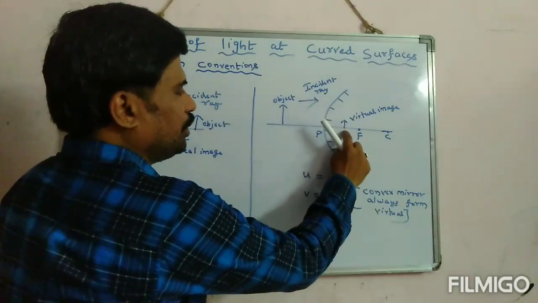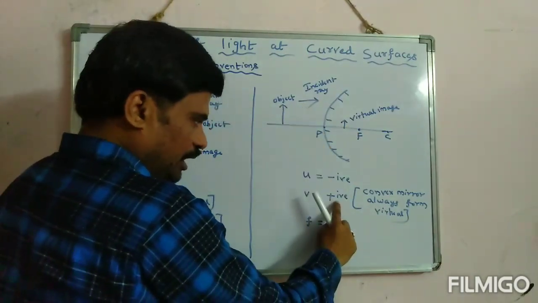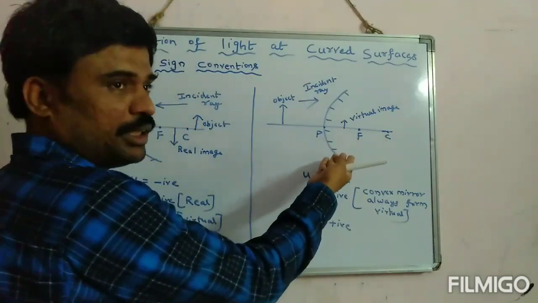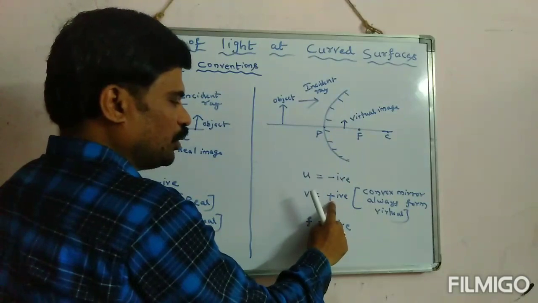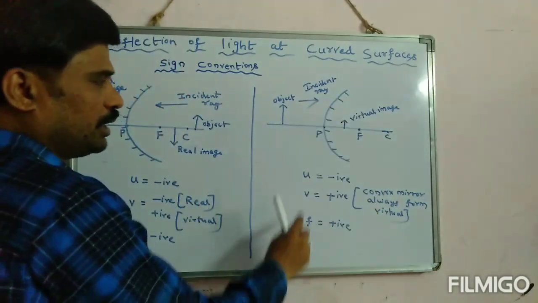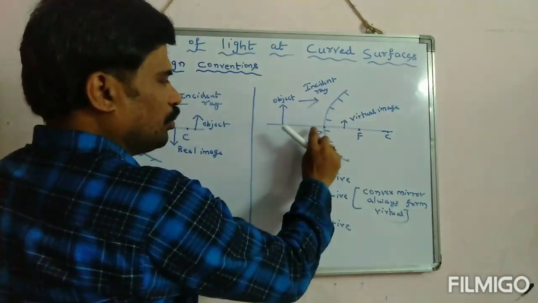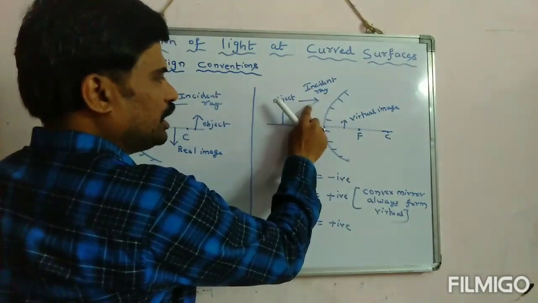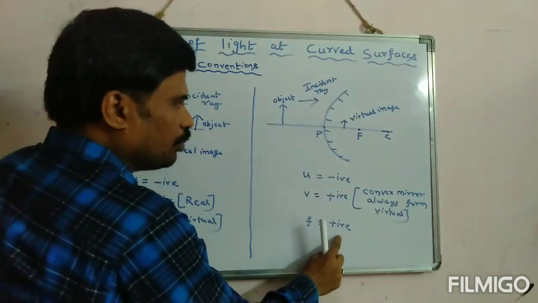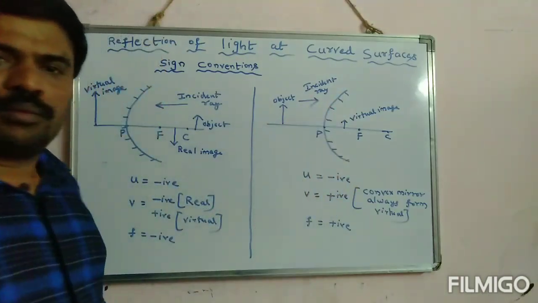Next, let us see for image distance. Pole to image, we are measuring in same direction. Hence, v is positive. Next, it doesn't form a real image. Hence, v is always positive for convex mirror. What about focal length? Pole to focus, we are measuring in same direction of the incident ray. Hence, f is positive for convex mirror.